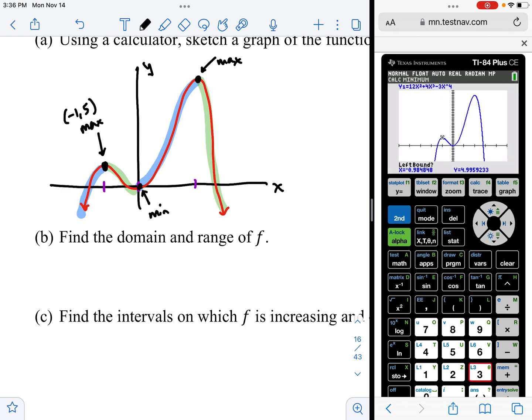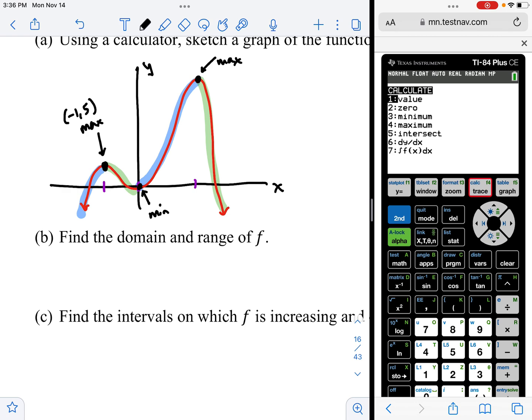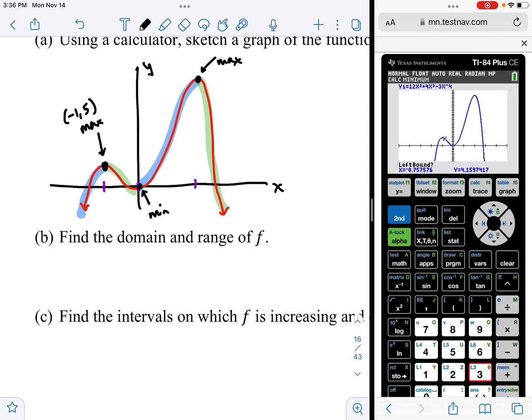That's going to be option 3 this time. So again, go to your calculate menu, choose option 3, and then left bound. So I'm left of the minimum right now, and I'm going to scroll over to the right here. I'm going to be right of the minimum, and then I'm going to guess right about there. And of course, that minimum is what it looks like.